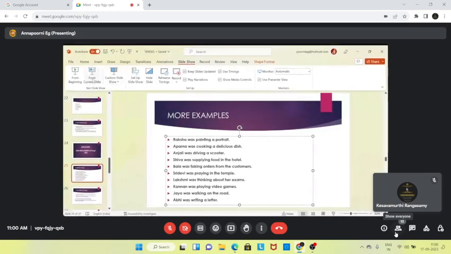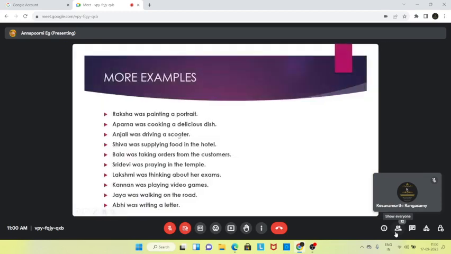Shiva was supplying food in the hotel. Okay, so identify the subject, verb, and object. Shiva is subject, ma'am. Verb, was supplying. Very good. You have to tell both was and supplying, because was is a helping verb and supplying is the main verb. So you have to club both of them together and tell. Very good. And what about the object? Food in the hotel, ma'am. Yes, that will be the complete object. You have to consider it as object.